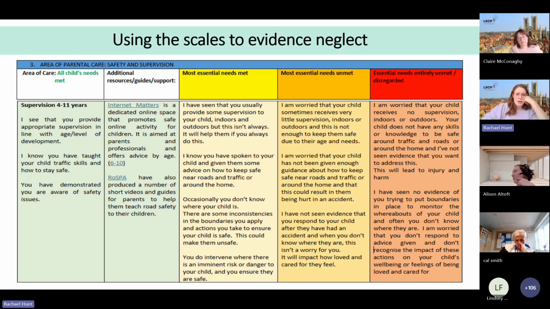You'll also see at the start of the scales, there's a frequency table, which kind of sets out some of the concerns. I think it says there's a difference between usually, sometimes, and often. So that matches in terms of what goes in the yellow, orange, and red columns.